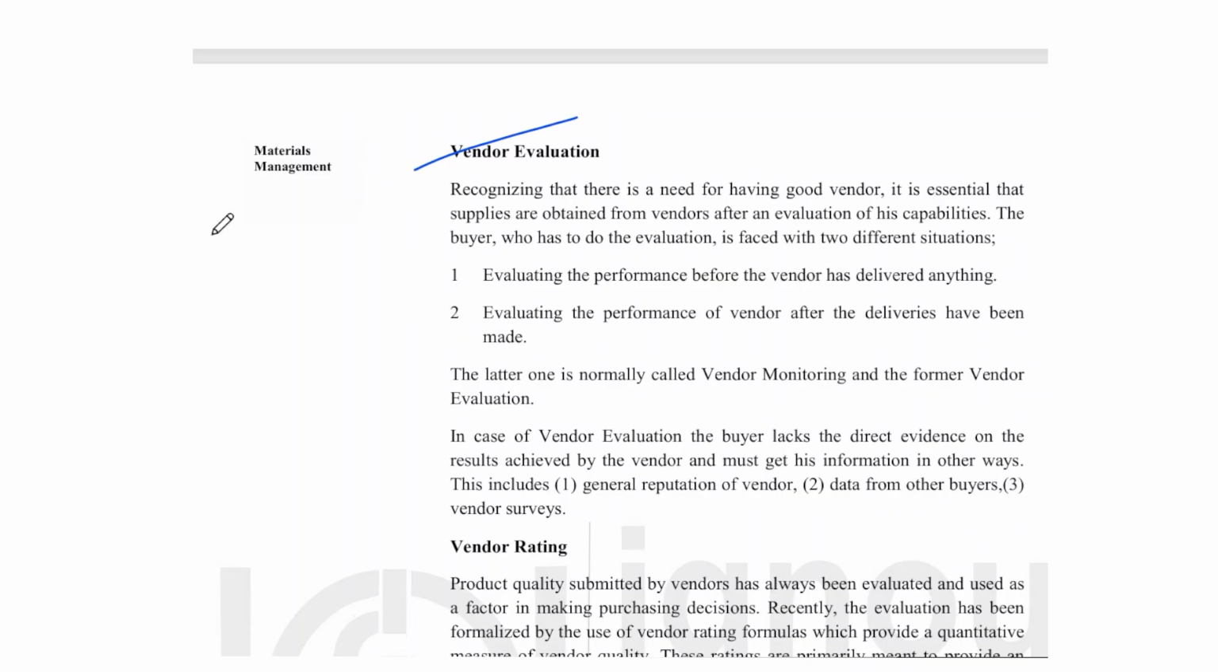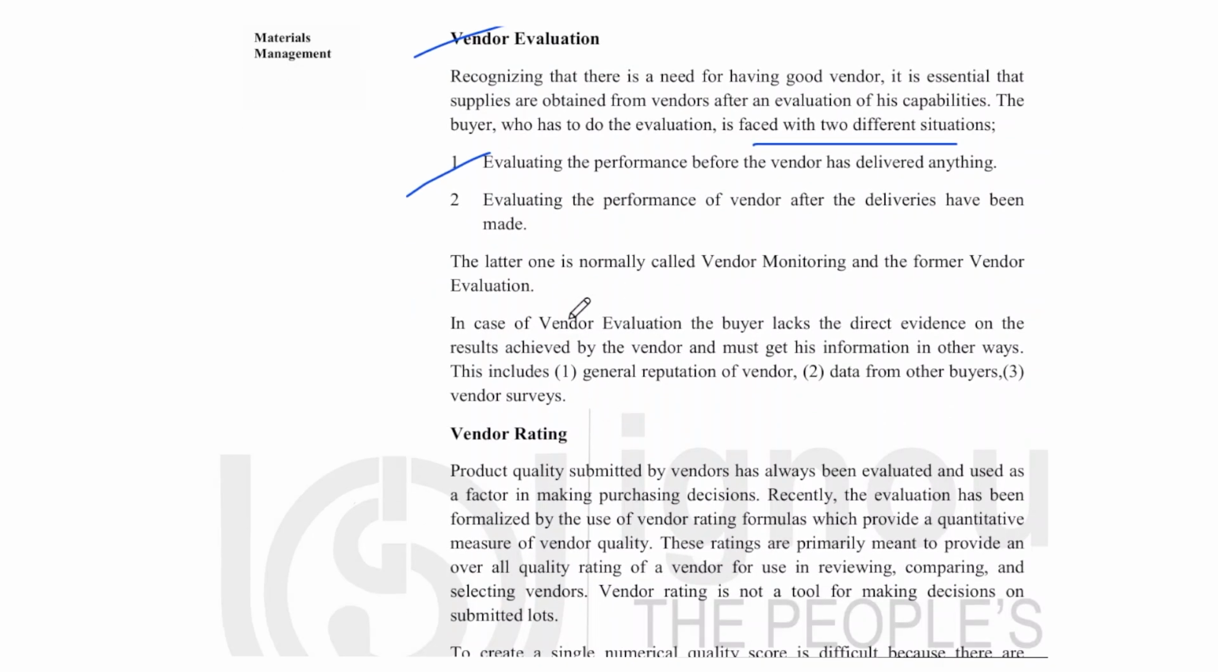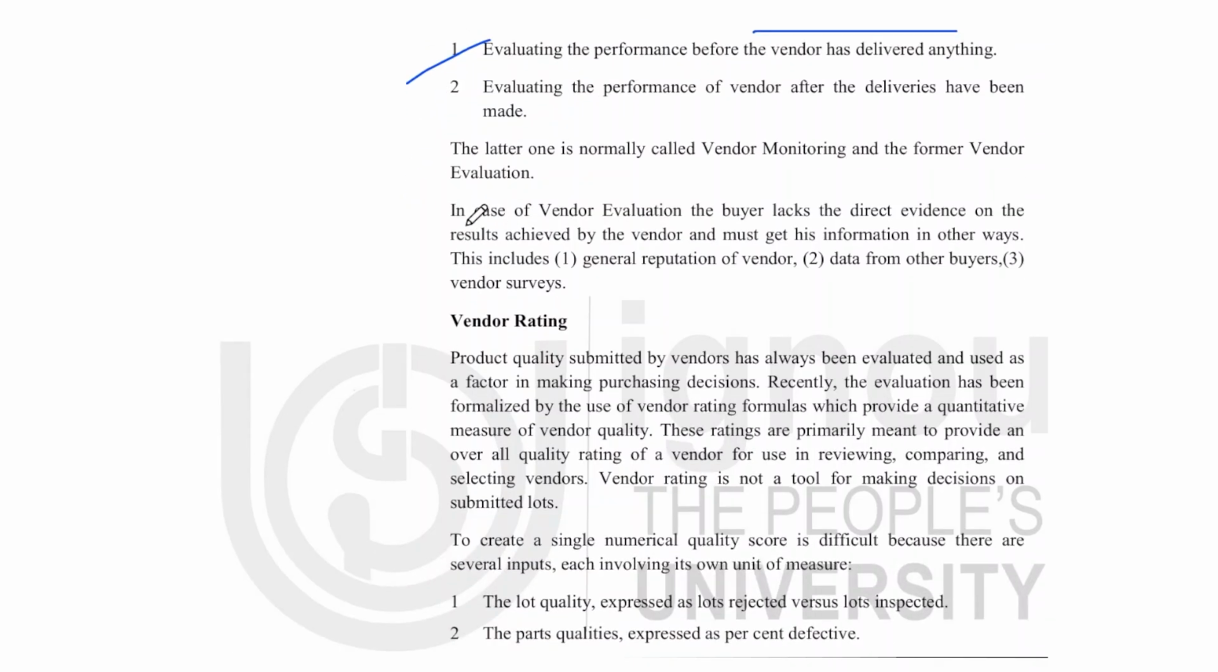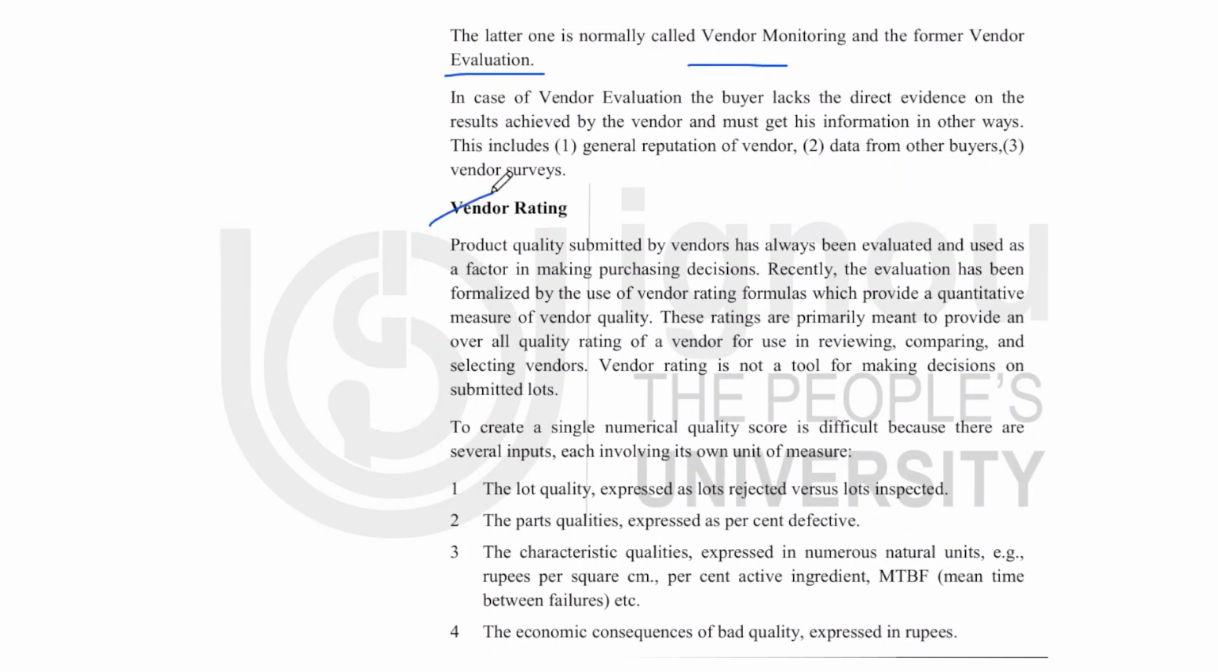So recognizing that there is a need for having good vendors, it is essential that supplies are obtained from a vendor after an evaluation of his capability, and the buyer who has to do the evaluation is faced with two different situations. One is evaluating the performance before the vendor has delivered anything, and the other is evaluating the performance of the vendor after deliveries have been made, and the latter one is normally called vendor monitoring and the former vendor evaluation. Okay. And what is vendor rating?